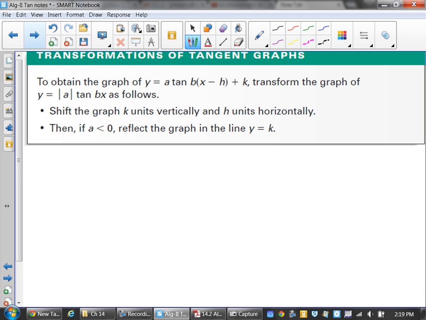Again, the H's and K's do the exact same thing as they did with sines and cosines. It is so simple to see how it works. The generic formula is up on the board already.